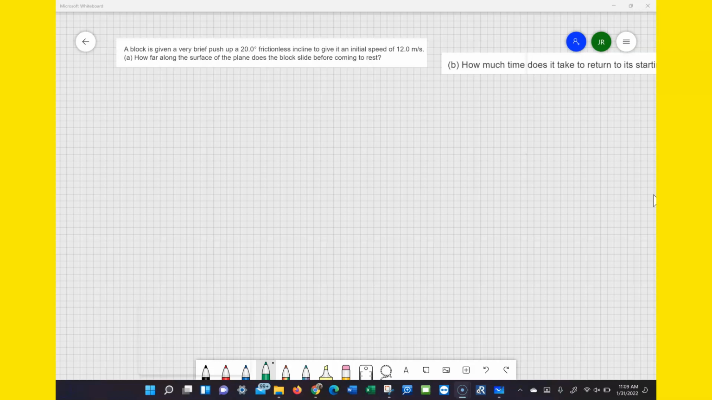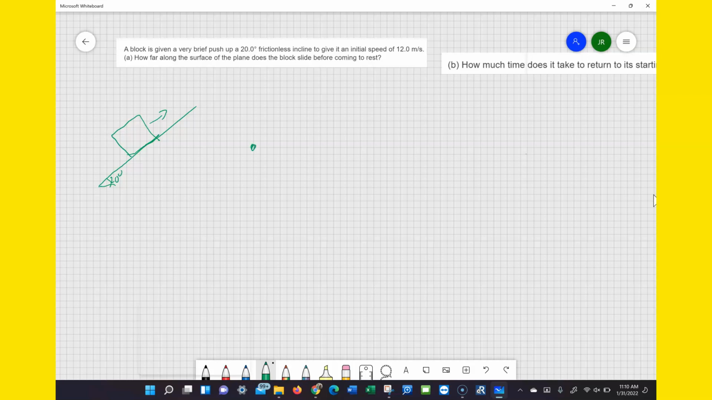Okay, so let's draw a little picture of this. We've got this block on this 20-degree incline, and it's given a push, and it's going to go up the incline until it comes to its highest point. And then it's going to start coming back down the incline. It's a frictionless incline, so the only thing that is going to keep this block from just continuing to slide up this incline is gravity.